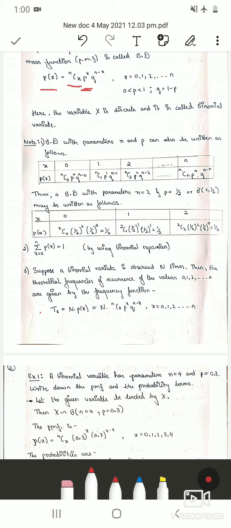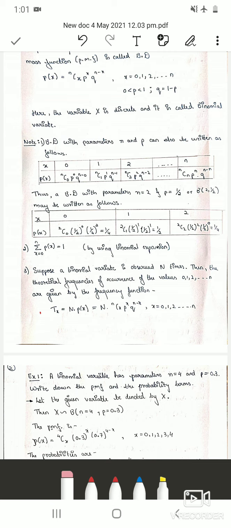And whenever they ask a question based on binomial distribution or Poisson distribution, any distribution's PMF, you have to write this range. It is very important. If you don't write it, they will not give full marks. So when the PMF is asked, write the definition and write its PMF along with the limits. So here the variable x is discrete and it is called a binomial variate. We know binomial probability distribution is a discrete probability distribution.